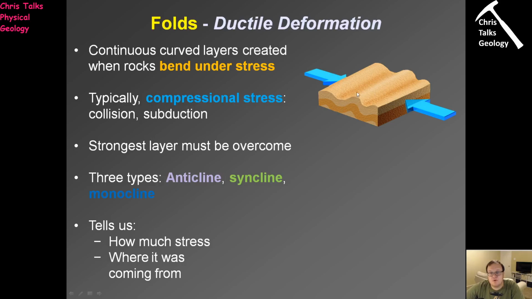So the fold will always form at 90 degrees to the direction in which the rock is being compressed. And that's a very useful thing to know as a geologist, because if you start seeing folds in your rocks, that means the force that deformed that sequence of rocks must have been coming from essentially 90 degrees to that fold.